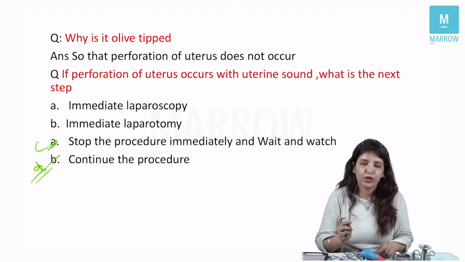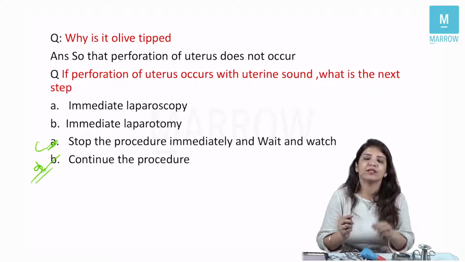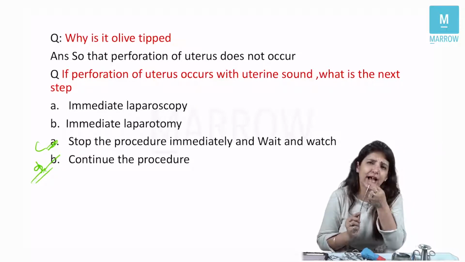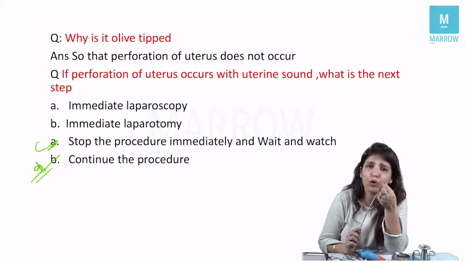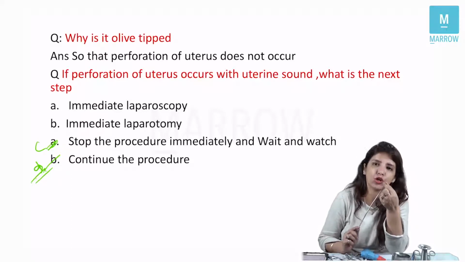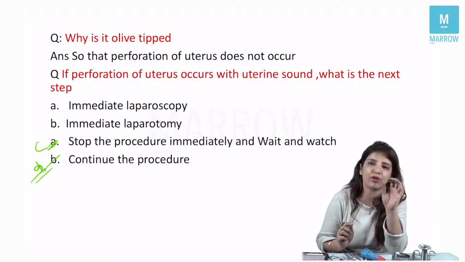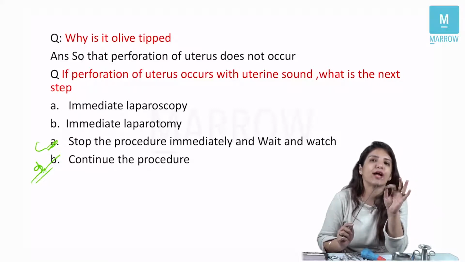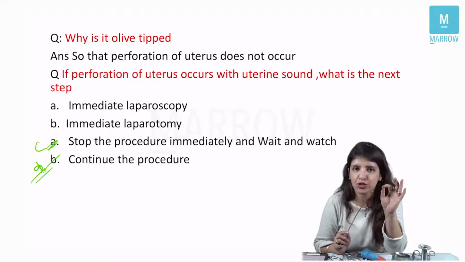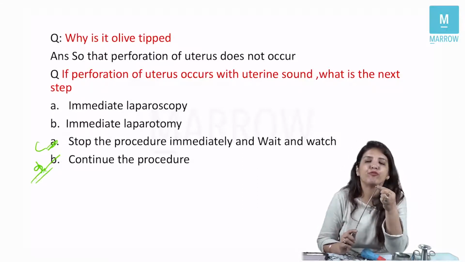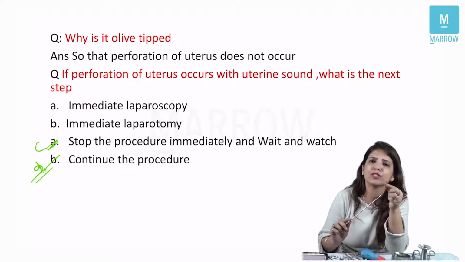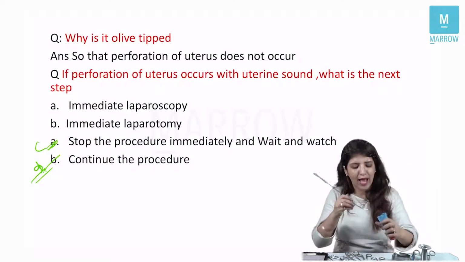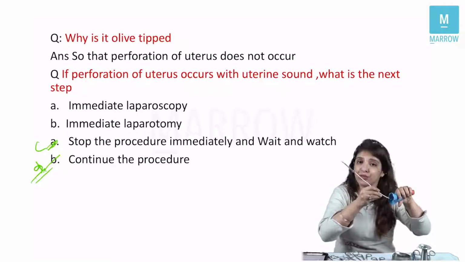If perforation happens with an instrument as narrow as a uterine sound, you don't need to do a laparotomy or laparoscopy, just stop the procedure and wait and watch. You have to look at the vitals of the patient, right? This is why before putting any other instrument, we put a uterine sound, because it is very narrow, so it can also act as the first dilator, right?